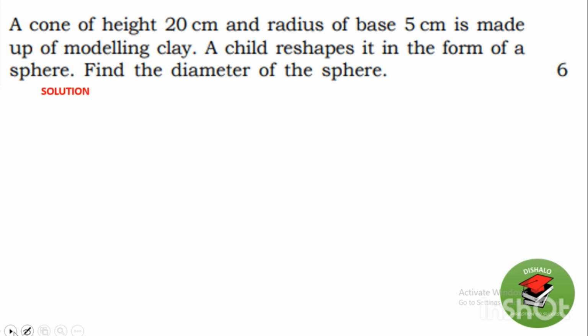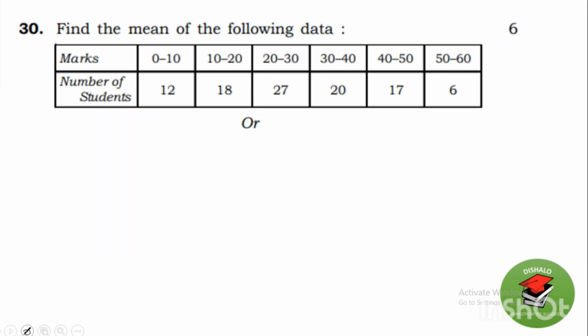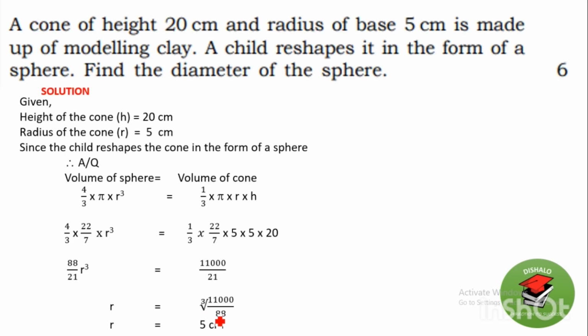Okay. So if you see the solution, height of the cone is given, radius of the cone is given. Since the child reshapes the cone in the form of a sphere, according to the question, volume of the sphere is equal to volume of the cone. The volume of the sphere formula is 4 by 3 pi r cube, and volume of the cone is 1 by 3 pi r square h. You put down the values of everything and find out r. Then once you get r is 5 centimeter.